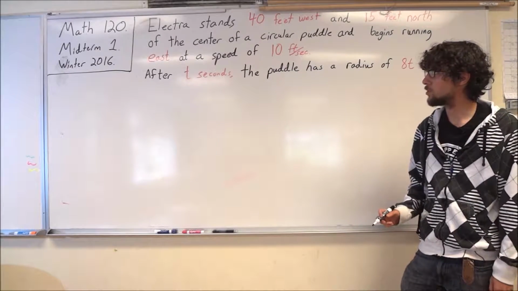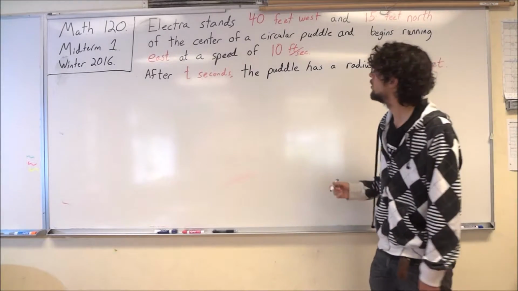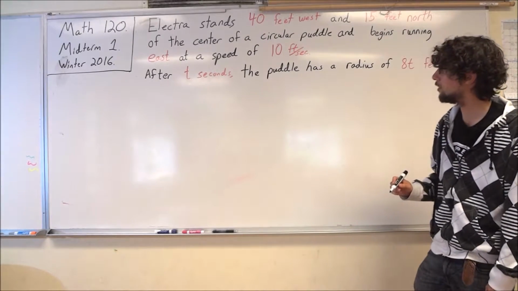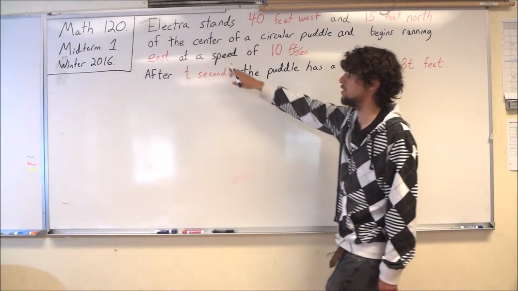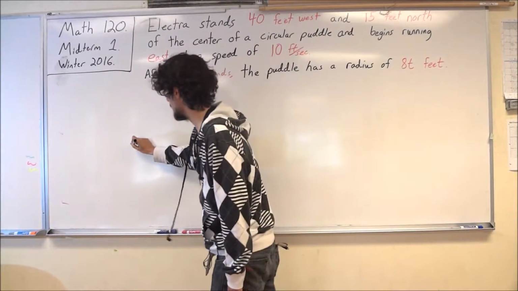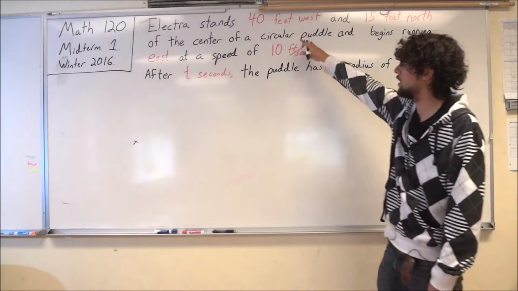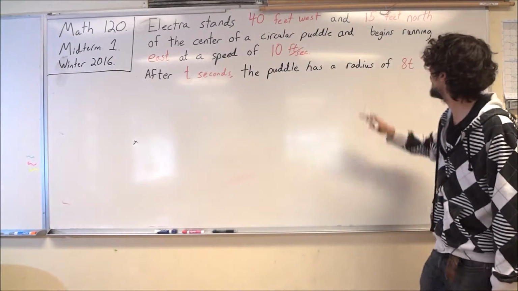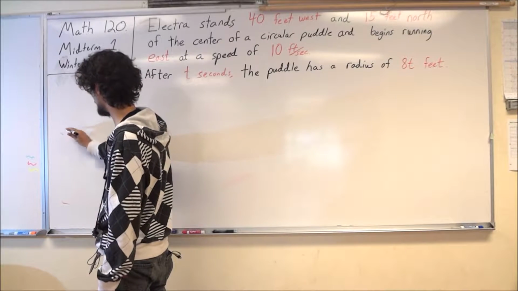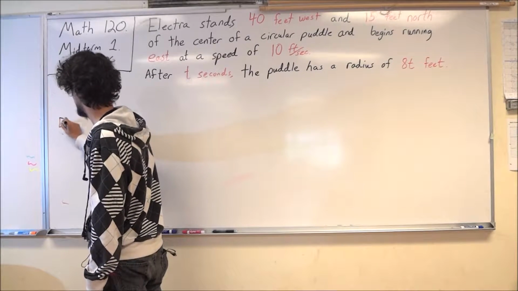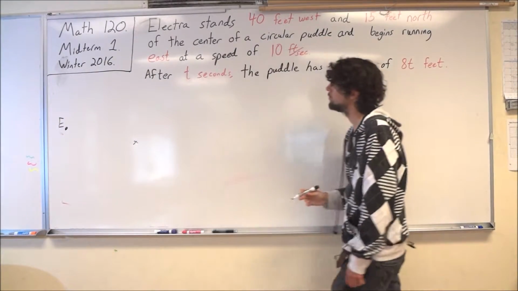So as with most questions in this course, we'll start by drawing a picture. So we have some puddle, and Electra's position is given with respect to the center of this puddle. So let's say that we have here some center of a puddle. And Electra is currently, at the beginning, 40 feet west and 15 feet north. This is where Electra is starting, and this is the start of my puddle.